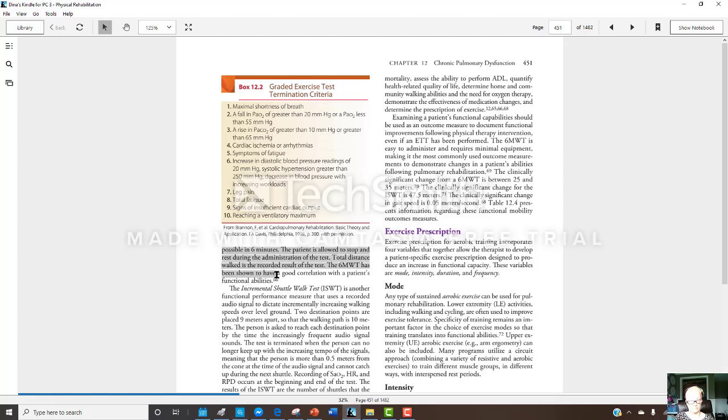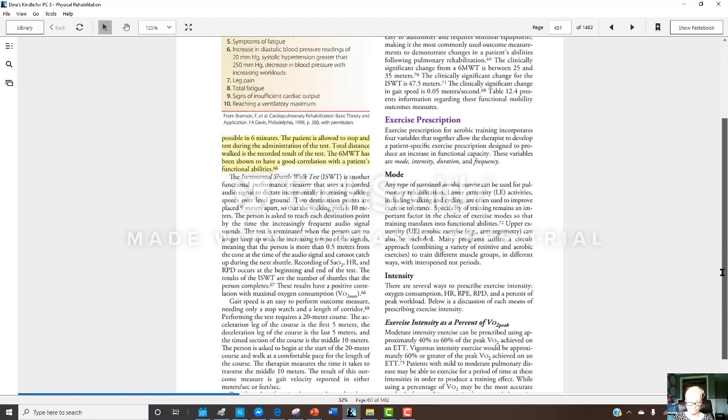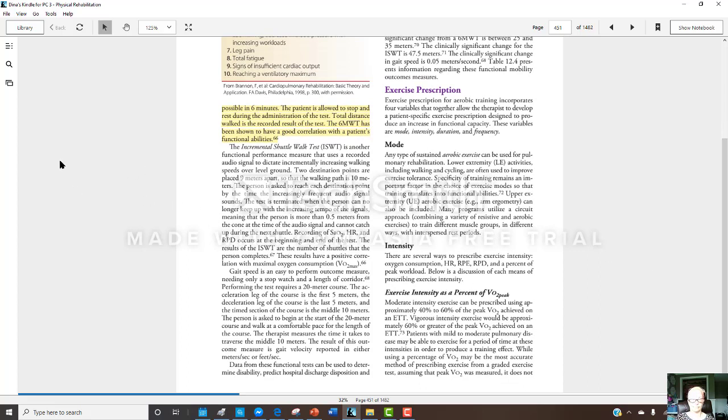The incremental shuttle walk test, ISWT, is another functional performance measure that uses a recorded audio signal to dictate incrementally increasing walking speeds over level ground. Two destination points are placed 9 meters apart, so that the walking path is 10 meters. The person is asked to reach each destination point by the time the increasingly frequent audio signal sounds. The test is terminated when the person can no longer keep up with the increasing tempo of the signals, meaning that the person is more than 0.5 meters from the cone at the time of the audio signal and cannot catch up during the next shuttle.